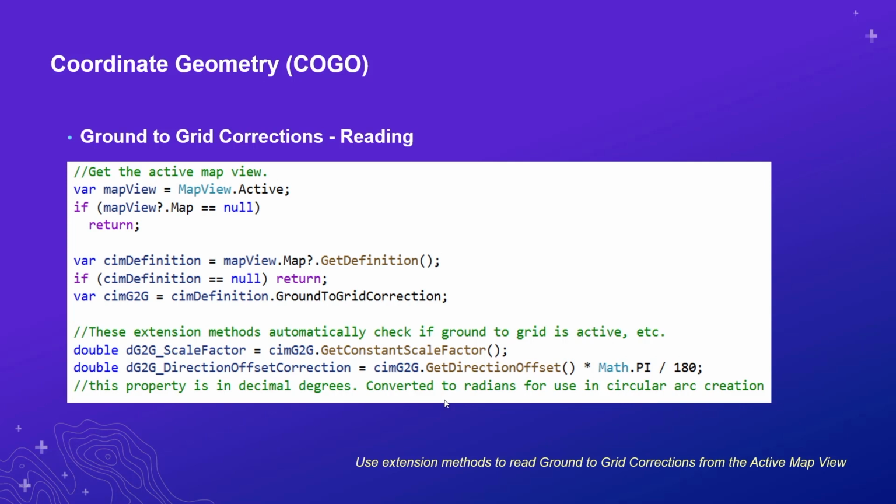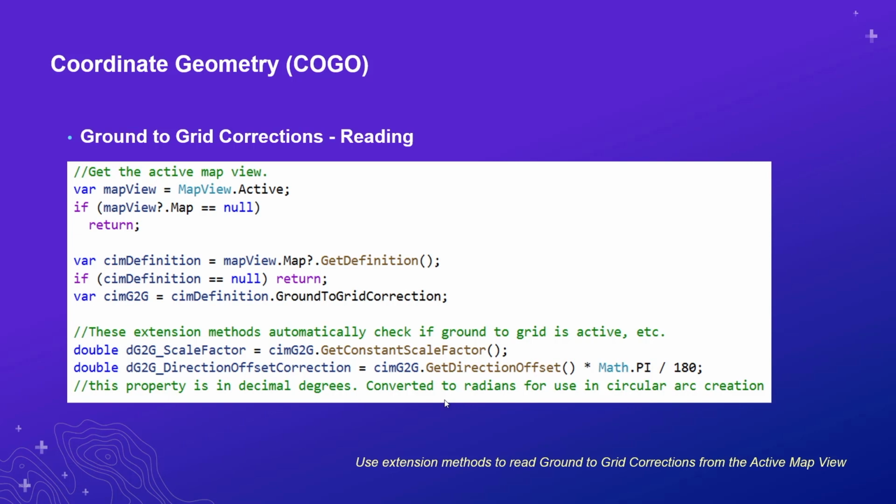Reading the grounded grid is actually a lot easier. We do that through extension methods. Similar pattern, we get the sim definition, but then we have extension methods on that grounded grid object that allow us to get the constant scale factor and get direction offsets and so on.